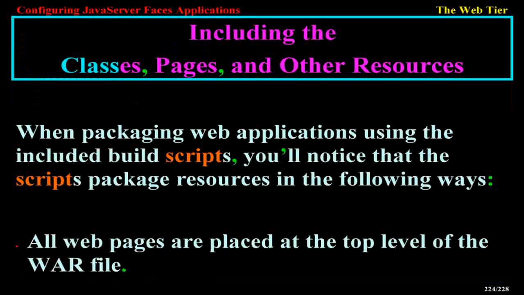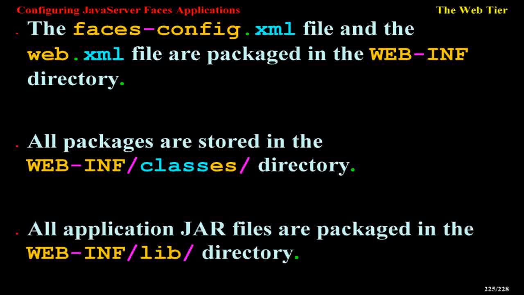Including the classes, pages, and other resources. When packaging web applications using the included build scripts, you'll notice that the scripts package resources in the following ways. All web pages are placed at the top level of the WAR file. The faces-config.xml file and the web.xml file are packaged in the WEB-INF directory. All packages are stored in the WEB-INF/classes directory. All application JAR files are packaged in the WEB-INF/lib directory.